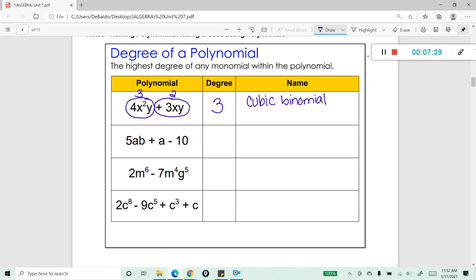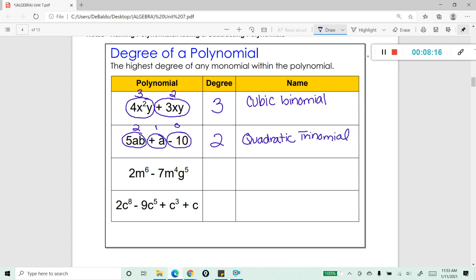All right, let's take a look at the second one. This one has 3 terms. In my first term, my degree is 2. In my second term, my degree is 1. And in my third term, my degree is 0. So the highest degree here is 2. A second degree polynomial is called a quadratic, so I'm going to go ahead and write that down. This is a quadratic. And then the name that we give it for the number of terms there is trinomial. So this is a quadratic trinomial.